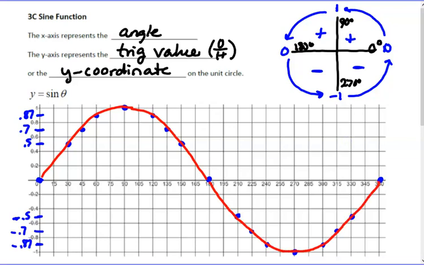I want you to notice that where we're going up over here is quadrant 1. This section corresponds to quadrant 2. Down here, this section corresponds to quadrant 3, and this section corresponds to quadrant 4. So this is our sine curve.